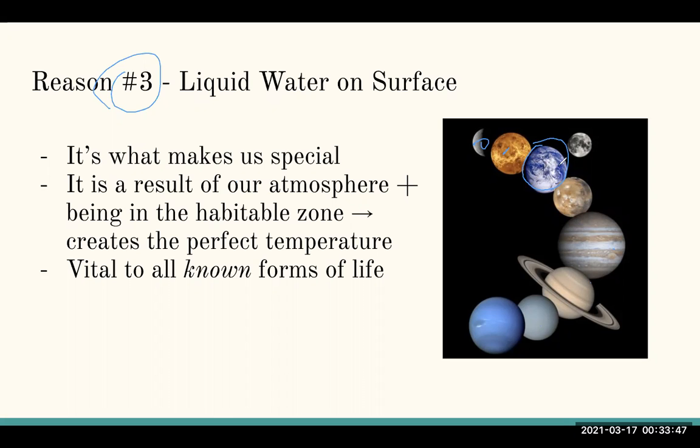And that's what allows us to give life, the origin of life, this liquid water on the surface. It is a result of the combined effect of having an amazing atmosphere that keeps us warm and also being in the habitable zone that gives us that light and warmth, that perfect balance. All of this together creates the perfect temperature for liquid water to exist on our surface and not be blown away by space and everything that happens in space, like space weather.